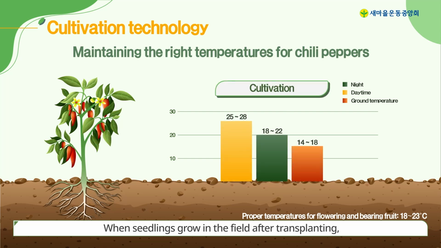When seedlings grow in the field after transplanting, a good temperature is between 25 degrees Celsius to 28 degrees Celsius during the day and 18 degrees Celsius to 22 degrees Celsius at night. But when cultivating peppers outdoors, we cannot control the temperature at will. It is not easy to adjust temperatures properly. Still, when you grow peppers or other crops, it is important to know the optimum temperatures for each and try to set the conditions to the right temperatures.